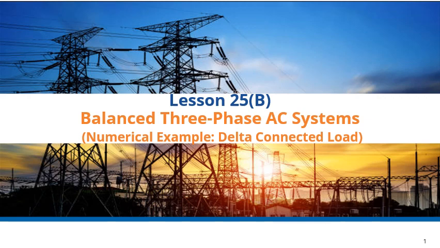Like lesson 25, this lesson is also on studying a power system that contains a delta load. I have changed the line impedance of the example in lesson 25 to a smaller value and have specified the load voltage instead of the source voltage, as was done in lesson 25.